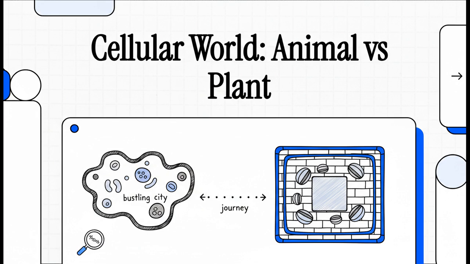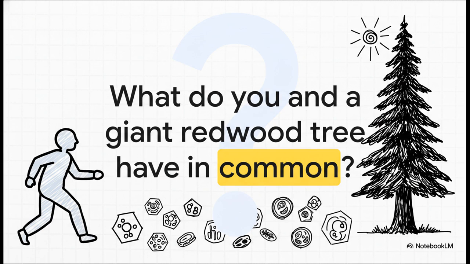the cell. And we'll see how animal cells are like these thriving metropolises, while plant cells are more like self-sufficient strongholds. So what do you and a giant redwood tree have in common?